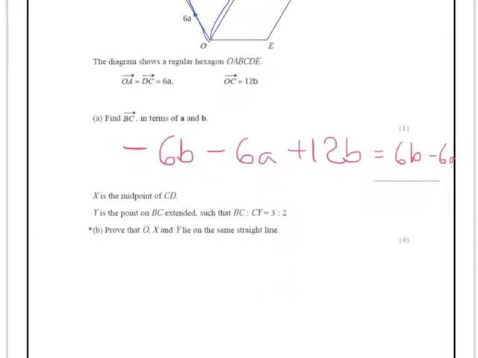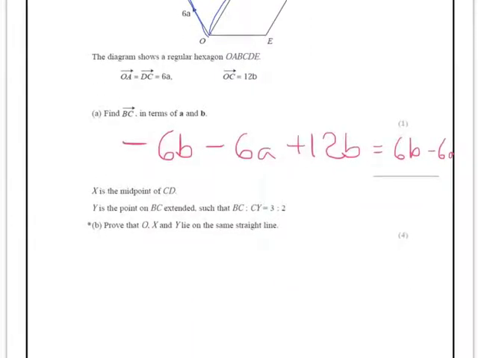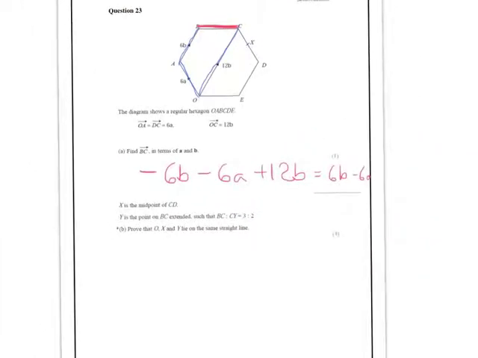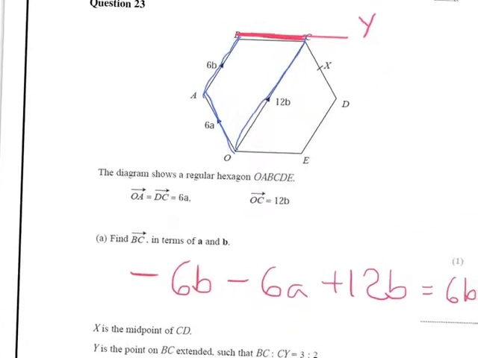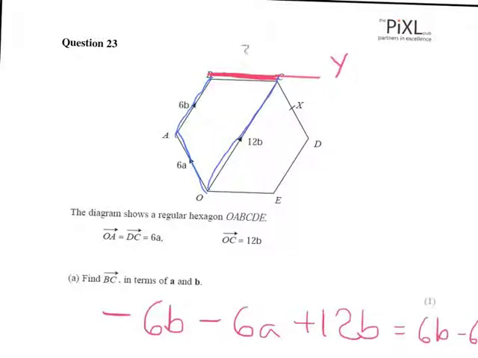That's that part done. And now we'll find out that vector questions always have a trickier section. So what we need to do is start looking at the diagram and putting in X as being the midpoint of CD. Well, X is already there, and Y is the point extended on BC, such that BC to CY is 3 to 2. So if we draw that on BC to CY, this is going to be point Y here, and that means our ratio here is going to be 3 to 2, just for information purposes.